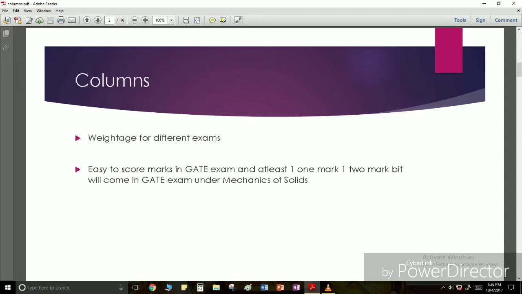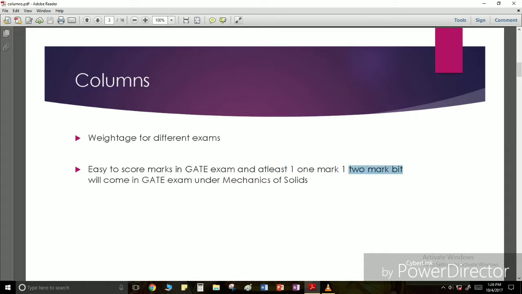Okay, so coming to the chapter, the topic of columns. Why should we learn columns? Columns is an important topic in strength of materials or mechanics of solids in civil engineering, and it has good weightage in different examinations. It is easy to score marks and easy to study in competitive exams like GATE, State Public Service Commission, Union Public Service Commission, and engineering service examinations. In GATE, it will have at least one 1 mark question and at least one 2 mark question.